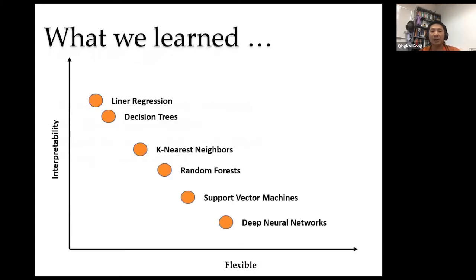One thing is that, as Karen also mentioned, different models have different interpretability based on how the algorithm is designed. The horizontal axis here is how flexible or how powerful the model is. The more powerful algorithms, like deep neural networks, have less interpretability because they are so complicated that it's difficult to understand what's going on. But there are also simple algorithms that give us more insight if we want to interpret the results.